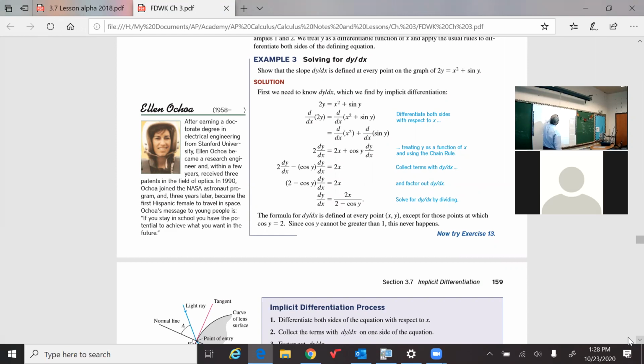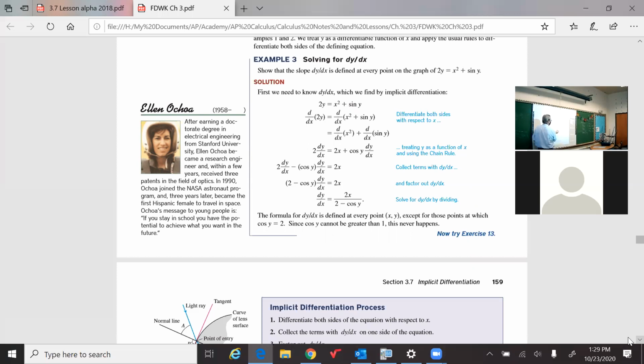Find the slope that's defined at every point. 2y plus this mess. What do I get? The derivative with respect to x of this would be 2 dy dx. The derivative of x squared is 2x. The derivative with respect to x of sine y would be cosine y dy dx. If it was the derivative with respect to x of sine x, it would be cosine x. Because these letters don't match up, it would be cosine y dy dx.